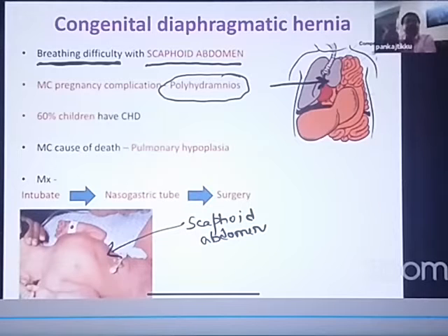Because this is a congenital disorder, it is likely to be associated with many other congenital disorders. So please remember, in congenital diaphragmatic hernias, almost 60% of children have other congenital disorders. I remembered it for my exams like this, and you can remember it for your exams like this. Please hear carefully what I am saying.